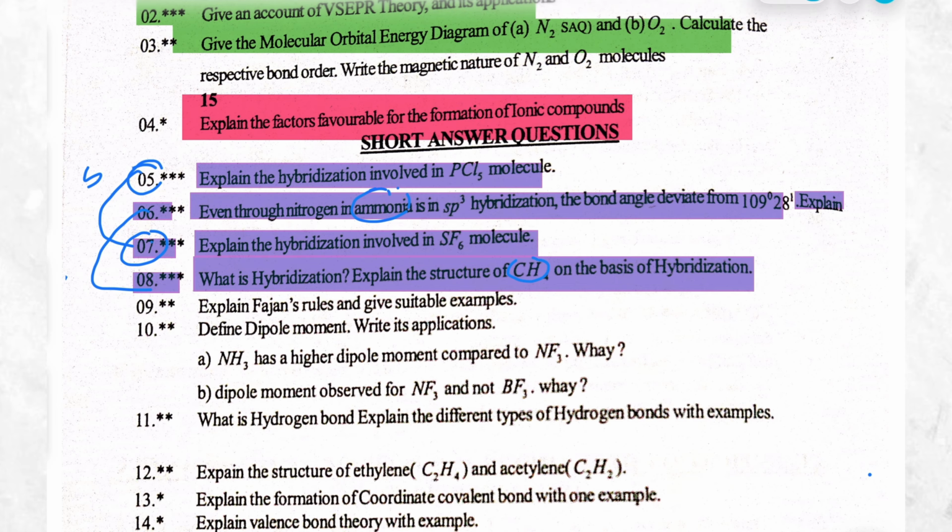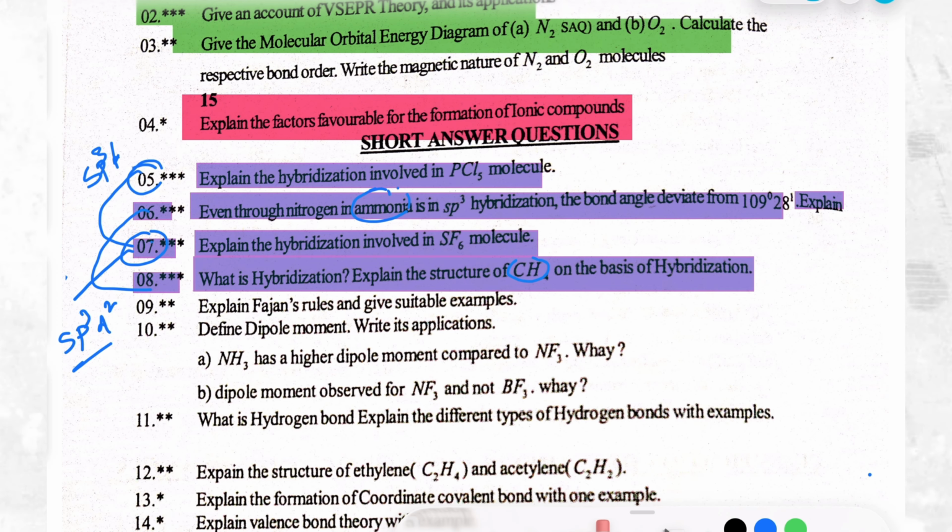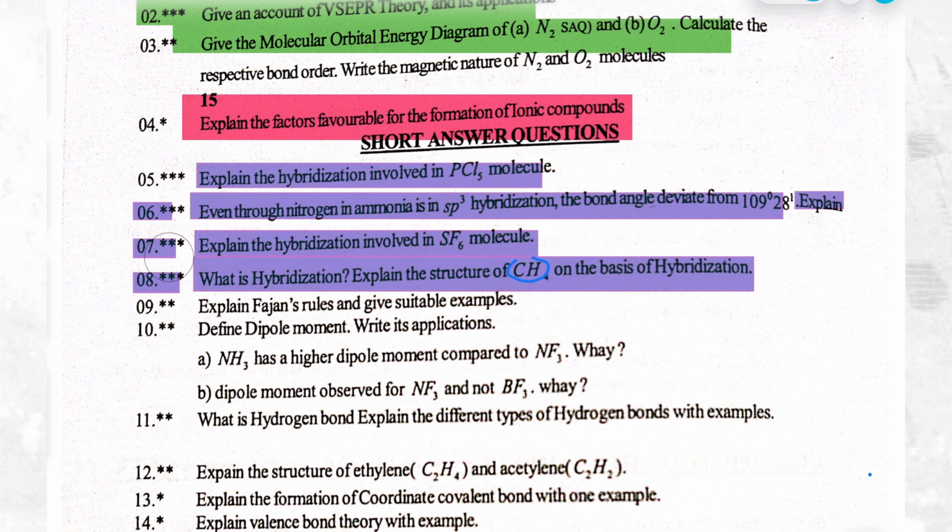See this. These two are sp3 hybridization. This one is sp3d, and this one is sp3d2 hybridization. Clear, students? So compulsorily, one question based on hybridization will be asked. So don't forget. You have to practice all these questions clearly for SAQs.